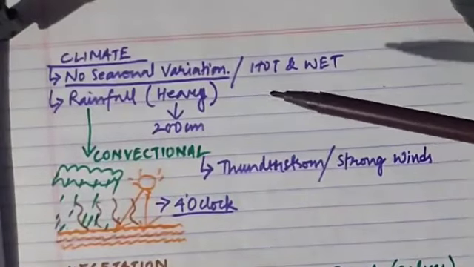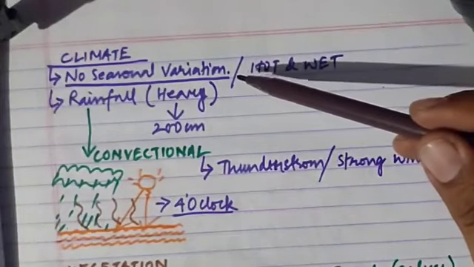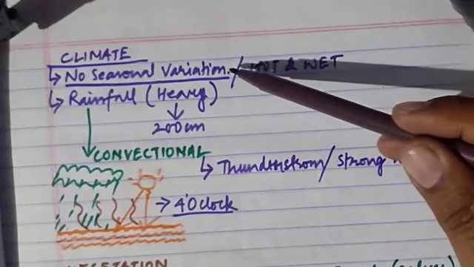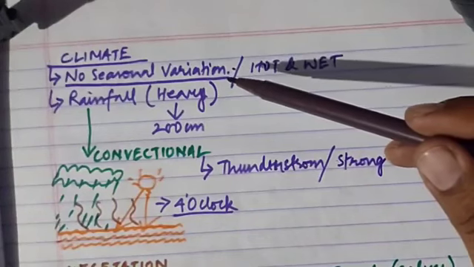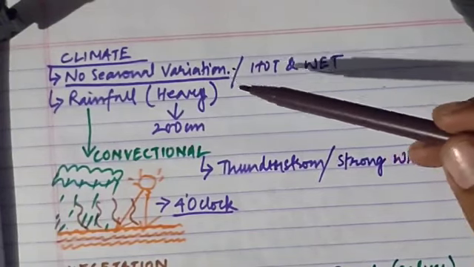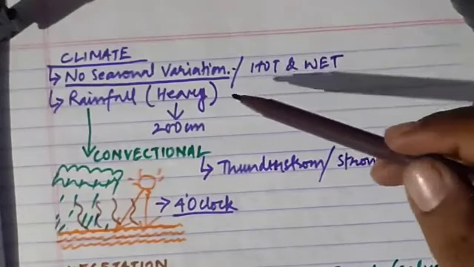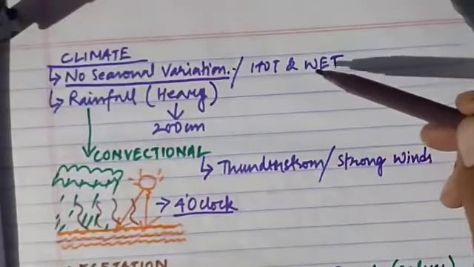Okay, let's continue with the climatic conditions. So here, no seasonal variation. Since it will be receiving the direct rays of the sun throughout the year, we see very minimum effect in the change of season also. There is no summer and there is no winter season in the equatorial areas. Throughout the year it will experience the same kind of climatic condition, and that is the hot and the wet type of climatic condition.